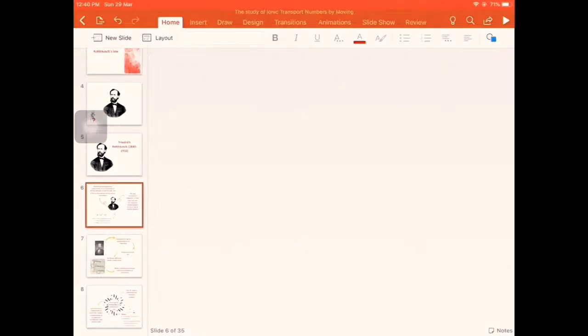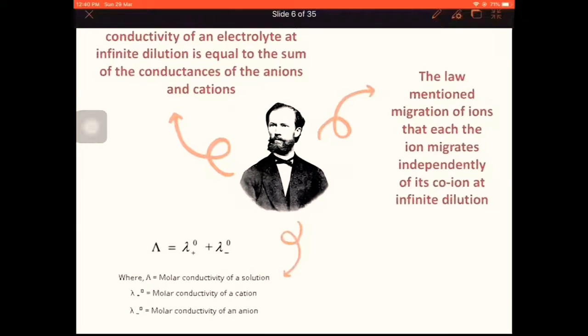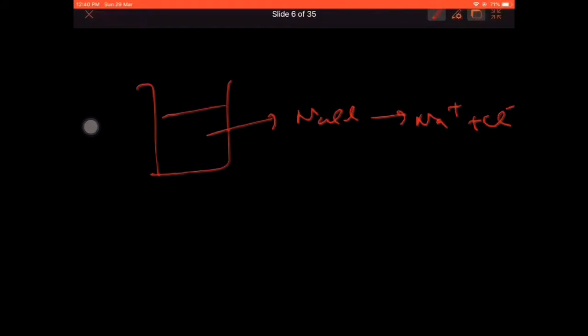So for example, let me show you an example here. We have the electrolyte NaCl solution. NaCl will dissociate into Na+ and Cl-. So by the mathematical equation, the molar conductivity of the electrolyte is equal to the sum of the molar conductivity of Na+ and the molar conductivity of Cl-. That is what that mathematical equation truly means.